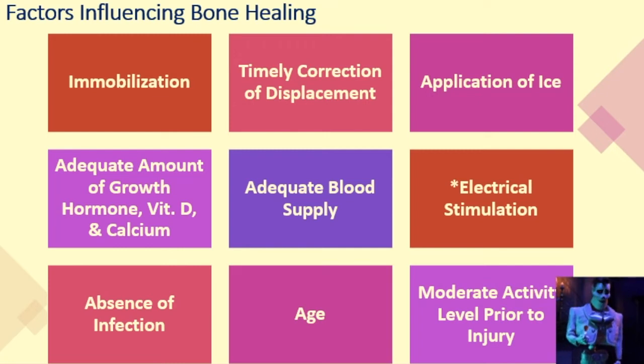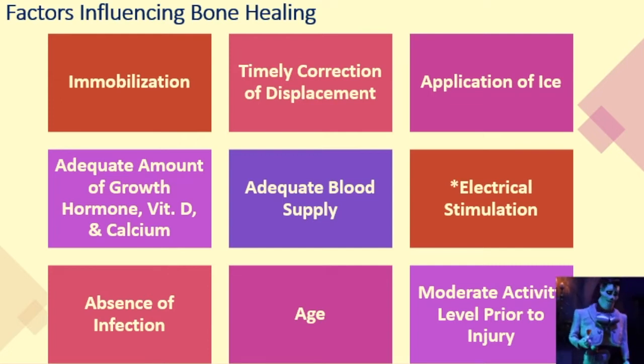Then class, there are procedures also referred to as electrical stimulation that would stimulate bone growth. Then absence of infection. Once your patient would have osteomyelitis, the bone growth or the bone repair would be very slow because it would not be able to process. Osteoblasts will not be able to deposit once there are deposits of pus. That's why we always give prophylactic antibiotics, especially if we are dealing with a patient, class, with open fracture.